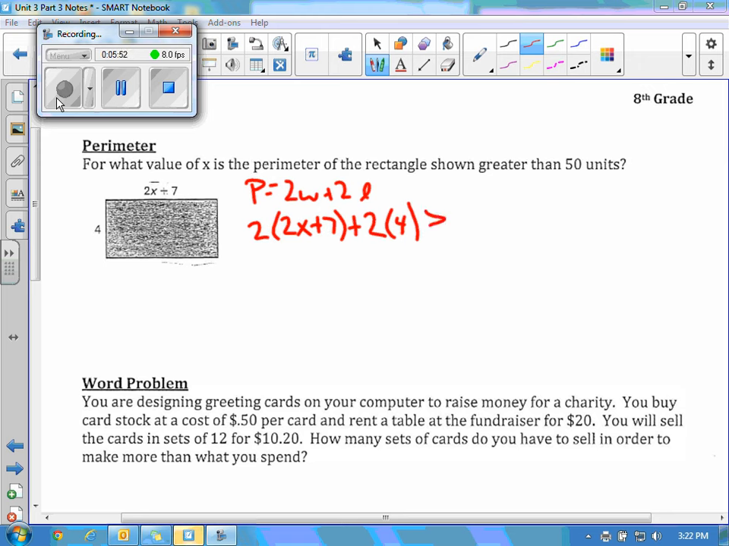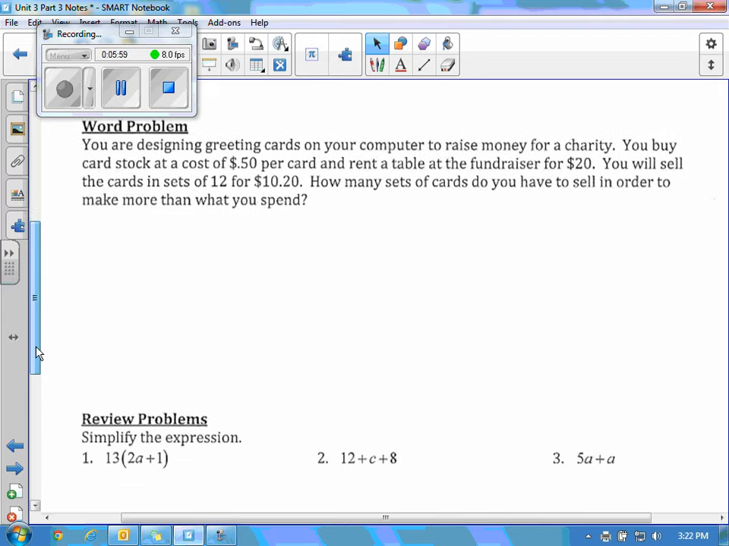And then we're saying, for what value is it greater than 50? So I have a greater than sign and 50. And I'm going to let you guys solve that out from there. So you guys finish up that perimeter problem. For the next one, we have a word problem.